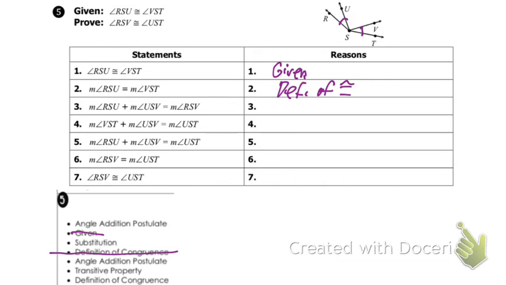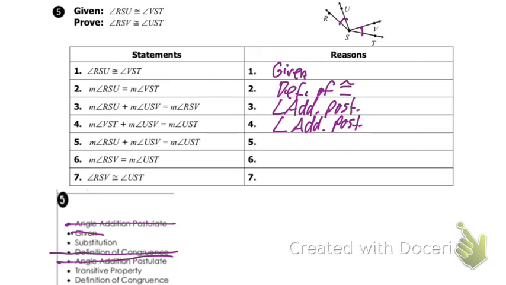Now, measure of angle RSU plus the measure of angle USV equals the measure of angle RSV. What tells us that can be a thing? The angle addition postulate. On 3 or 4? Oh, I'm sorry, I misspoke. I meant 4 and 5. On number 4, the measure of angle VST plus the measure of angle USV equals the measure of angle UST. What says that can be a thing? Angle addition postulate. We can add those 2 parts again to get the whole thing. Is that the same thing happening on 5? No, if you look at the picture, that's not what's happening.